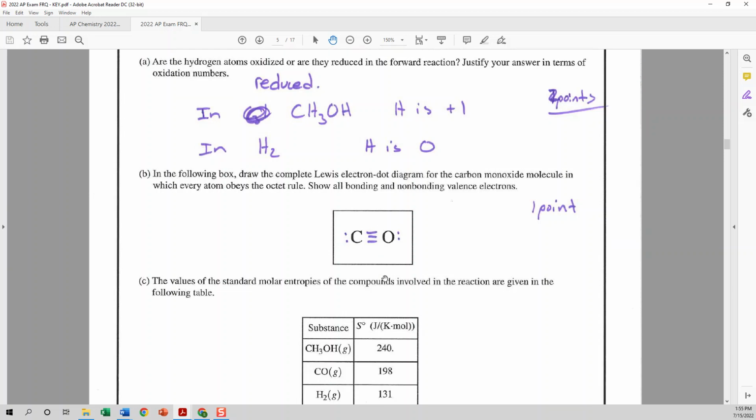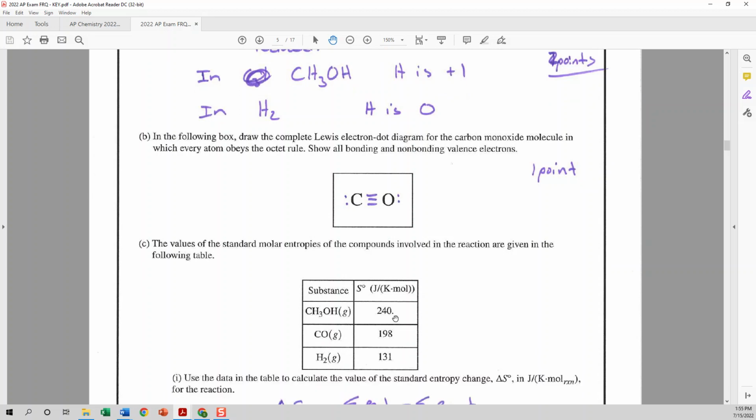All right, so let's look at 2C. So they give us entropy values. So this symbol S is entropy. Any entropy question is going to be unit 6. I'll show you that in a second.